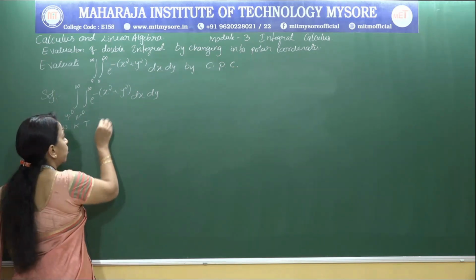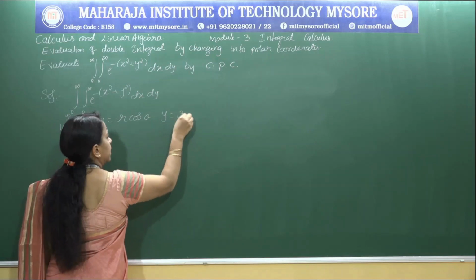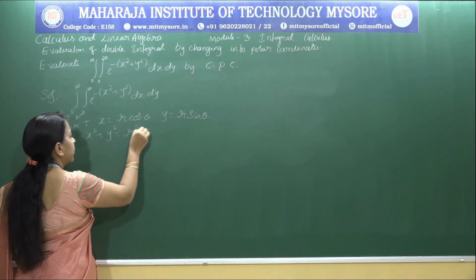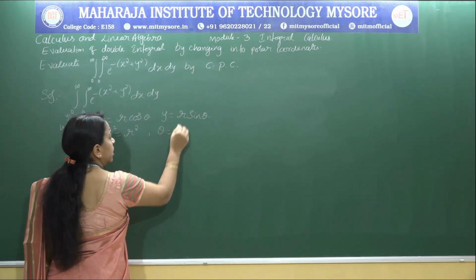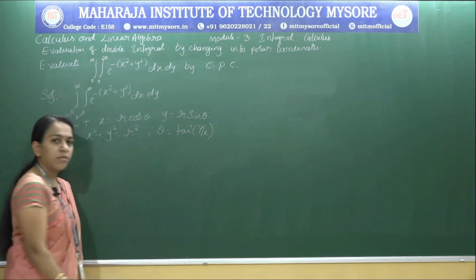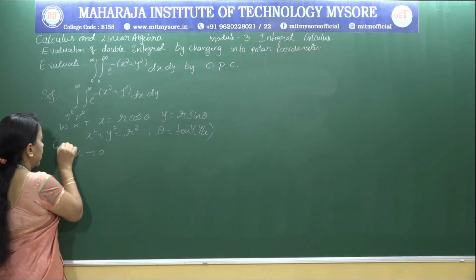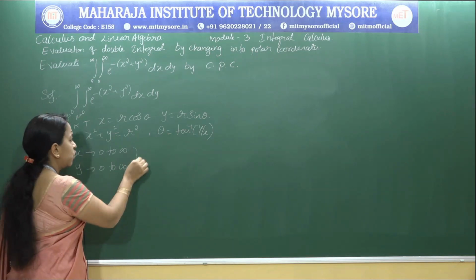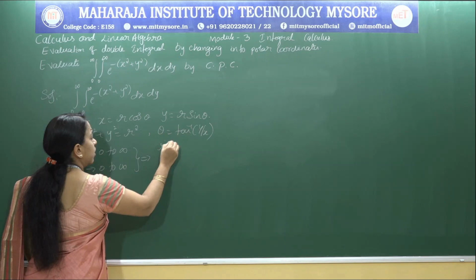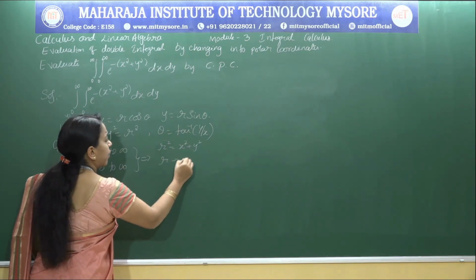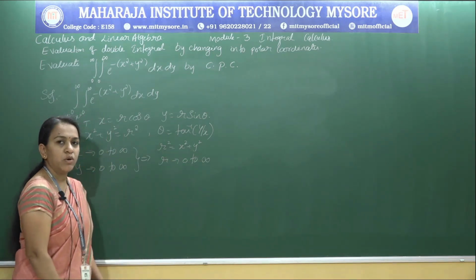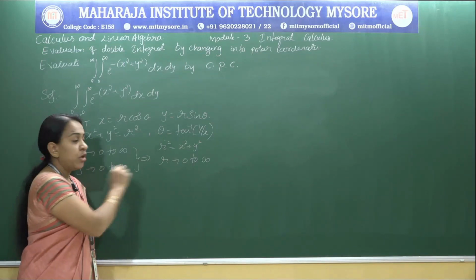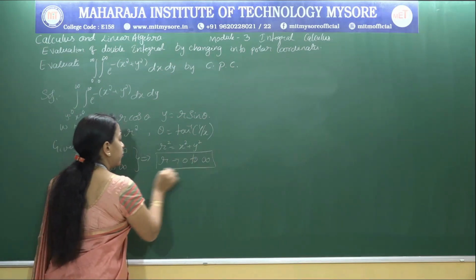We know that x equals r cos theta and y equals r sin theta is the polar form, and also x square plus y square equals r square. Theta is tan inverse y by x. Given x varies from 0 to infinity and y varies from 0 to infinity, these two together, with r square equal to x square plus y square, give that r varies from 0 to infinity. If I put x equal to 0 and y equal to 0, r is 0. If I replace x and y by infinity, we have r equal to infinity. Therefore, r varies from 0 to infinity.